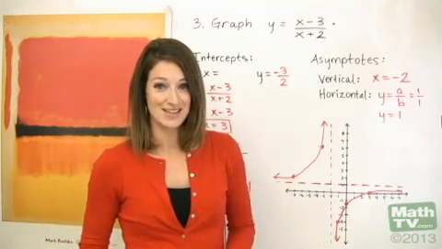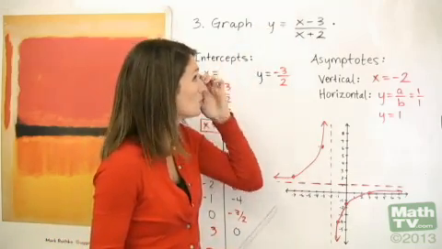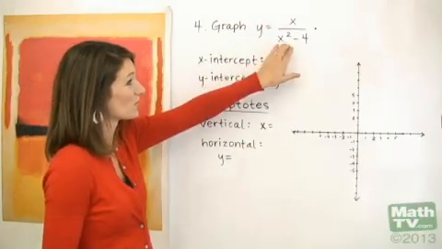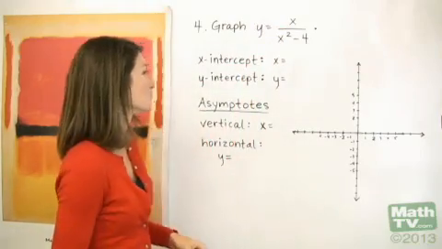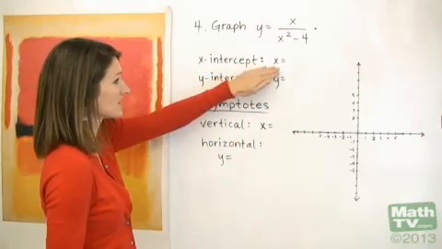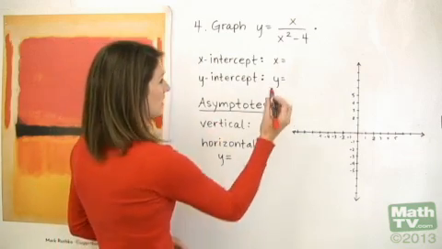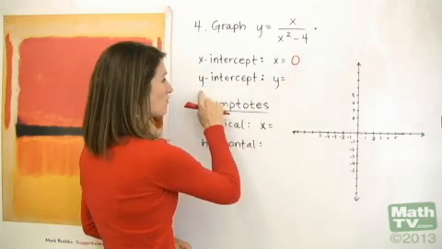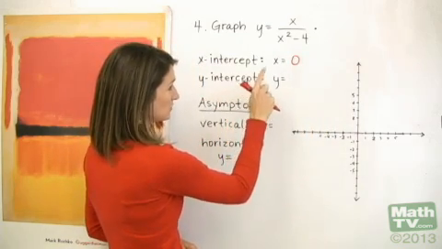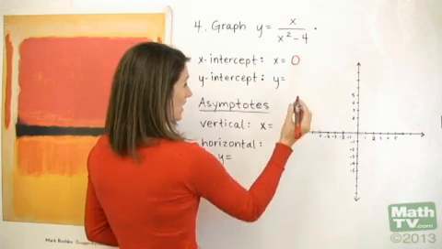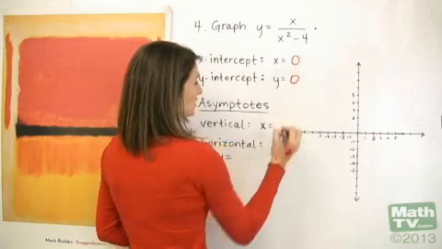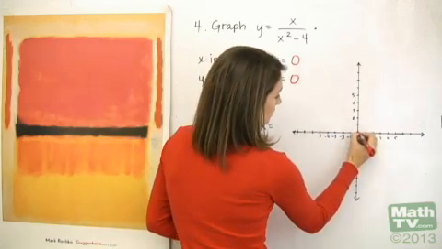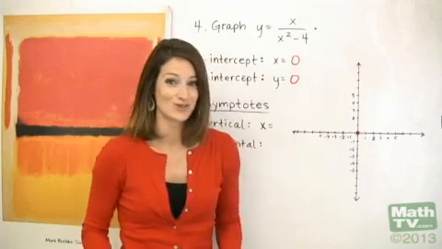So let's do one final example that deals with two polynomials with differing degrees. Let's graph y equals x over x squared minus 4. So first off, let's find our intercepts. For our x-intercept, that's where y equals 0. If you calculate that out, we get an x-intercept of x equals 0. For the y-intercept, we find it where x equals 0, and we find out that that occurs at 0 as well. So our x-intercept and our y-intercept are going to occur right at the origin at 0, 0.